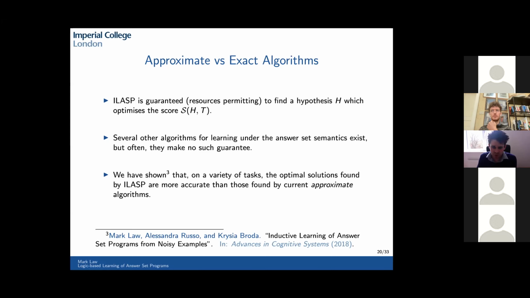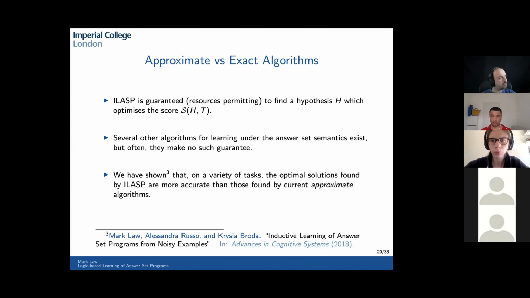And what we've actually shown is that by finding the optimal, the solution that ILASP returns on average tends to be more accurate on unseen data than the hypotheses that are found by current approximate algorithms. Now, I want to stress the word current in that sentence, in that I'm not saying that there are no approximate algorithms out there that could compete in terms of accuracy. In fact, we do want to, in the future, work on approximate versions of ILASP because it may be more efficient to do so. It's just that we've shown that on existing data sets, these existing algorithms that are approximate are not quite as good in terms of accuracy.